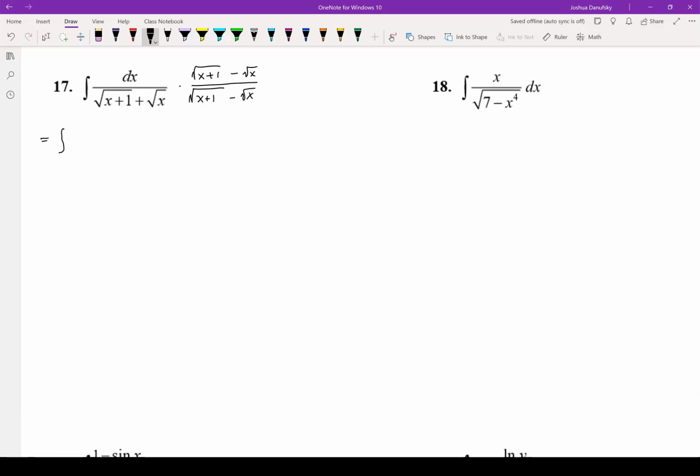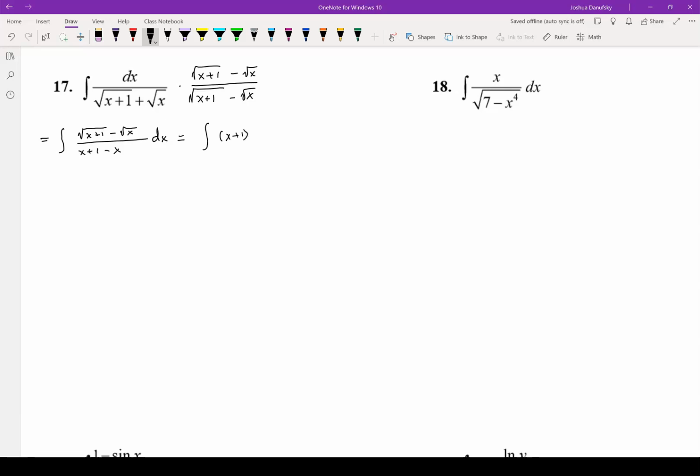This becomes the integral, the square root of x plus 1 minus the square root of x all over, we're going to get x plus 1 when we do the first multiplication. Multiplying here and here, we get the exact same product with opposite signs, so they're going to cancel. And then, of course, multiplying positive root x times negative root x, we get a minus x, dx. And all of a sudden, something very nice has happened.